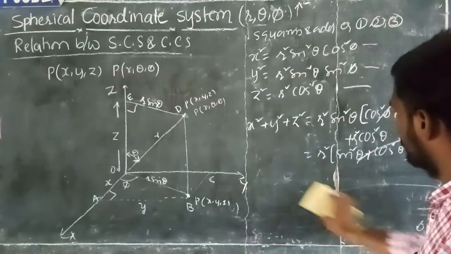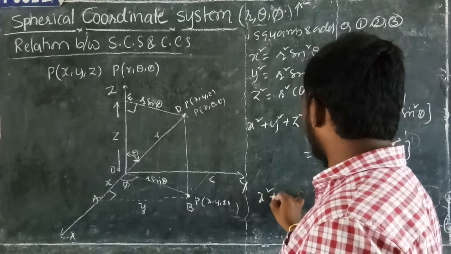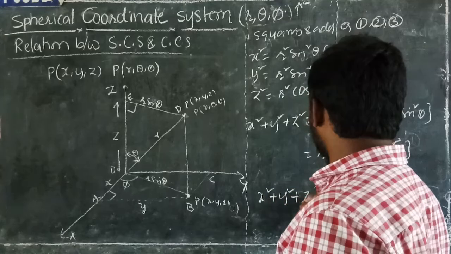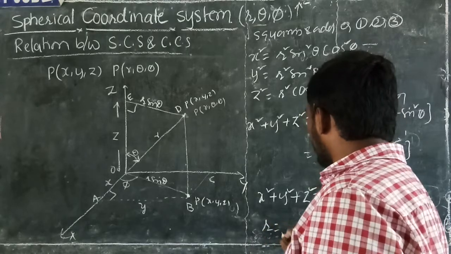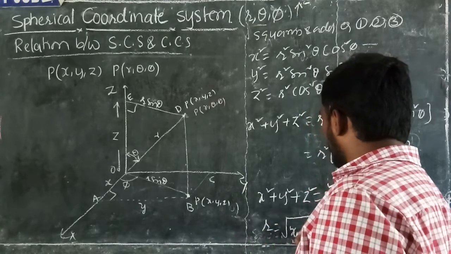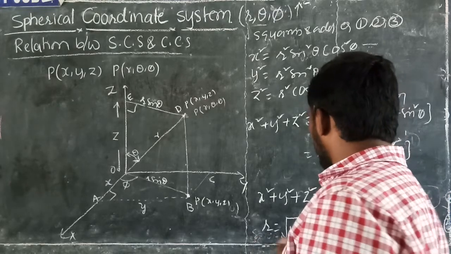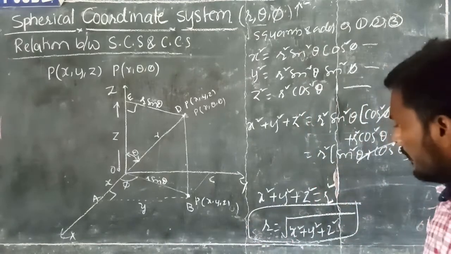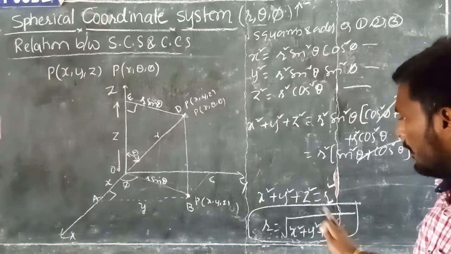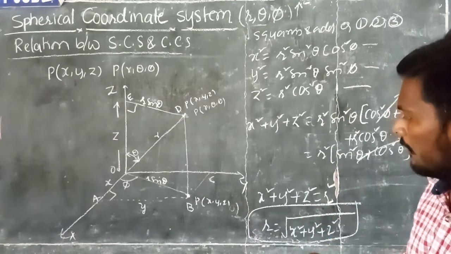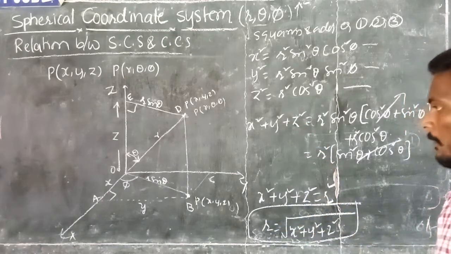So finally, x square plus y square plus z square is equal to r square, or r is equal to under root of x square plus y square plus z square. So if we are given x comma y comma z values in the Cartesian coordinate system, by using this formula we can calculate the r value in the spherical coordinate system.